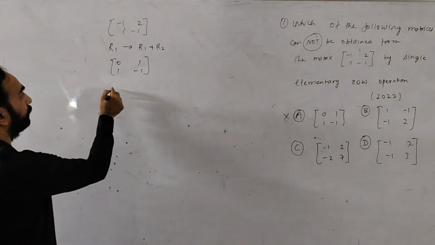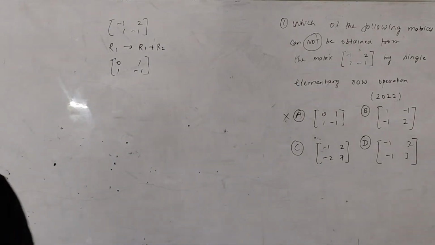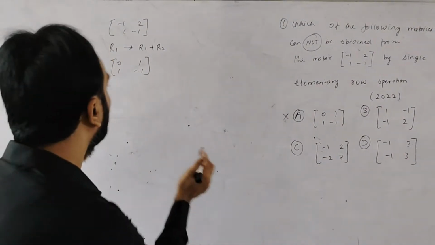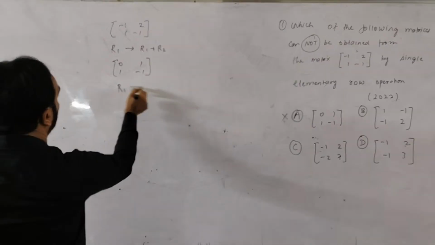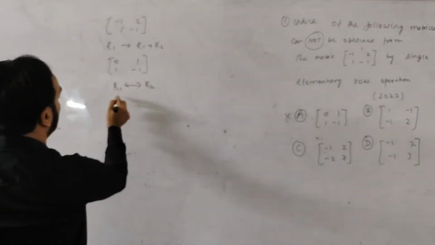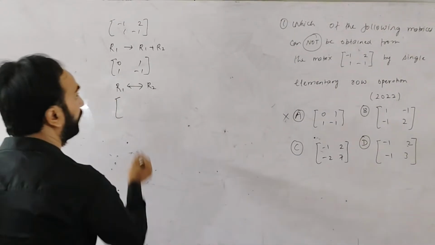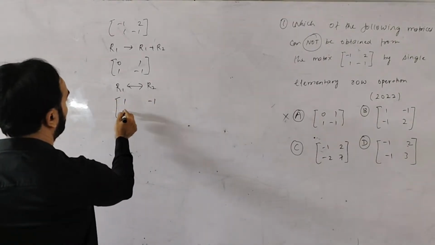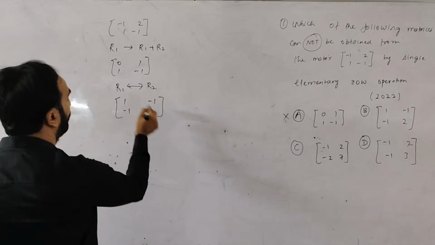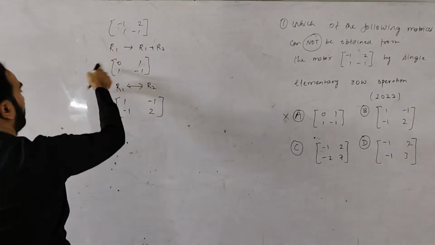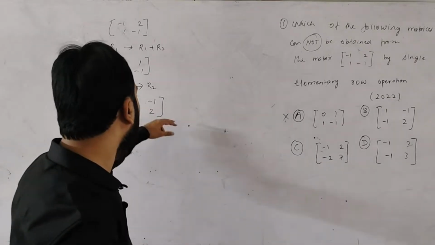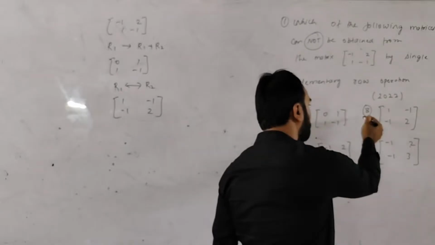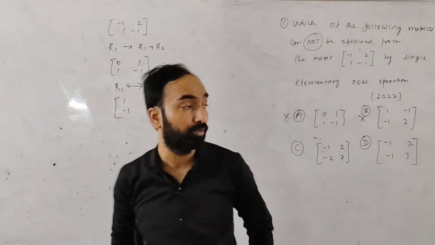Now let's see one more operation we will do on this, and that is if we interchange row 1 and row 2, right? If we interchange row 1 and row 2, we will get the matrix as 1, -1, -1 and 2, correct? All the operations we are performing on this matrix only, right? So we are getting 1, -1, -1 and 2. So option B we are also getting, so that is obviously not the answer.